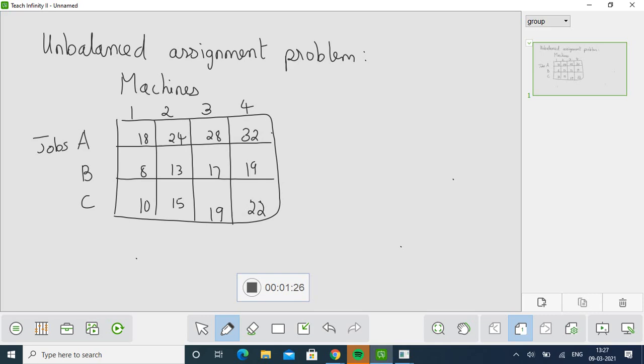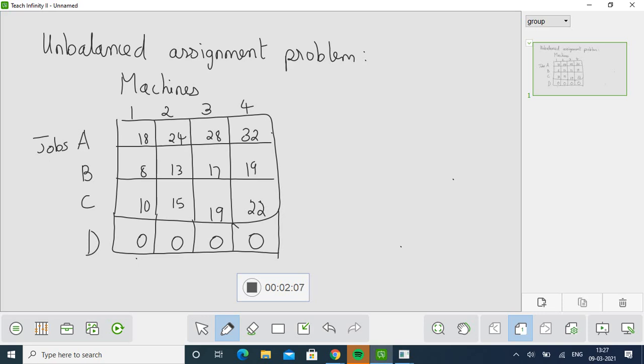Now, the number of rows has to be increased by 1, because you have only 3 rows and 4 columns. Therefore, introduce a dummy row. So I am just altering it here, introducing my dummy row. When I introduce the dummy row, the cost that I have to give is all 0. Let me call this row D.